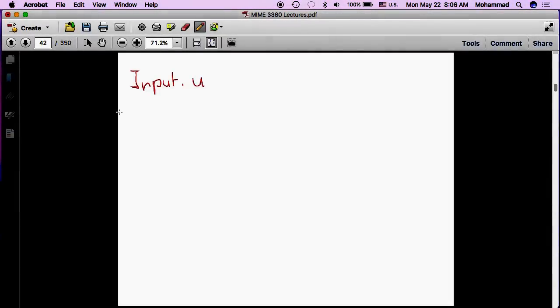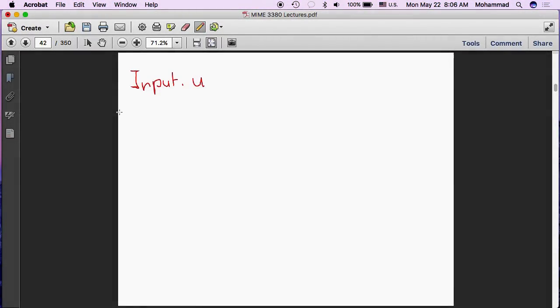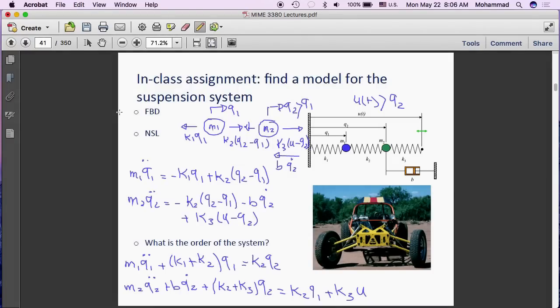Now output. How about output? Let's go back to the system. What could be the output? We mentioned that a couple of times, but it's worth repeating again. Output could be one variable, could be two variables, could be as many as the number of state variables. Maybe we have to settle that question first.